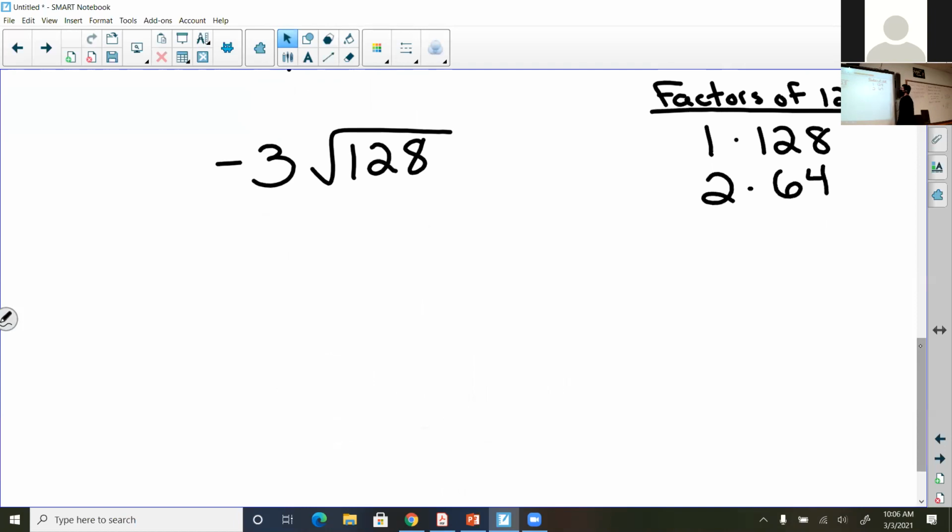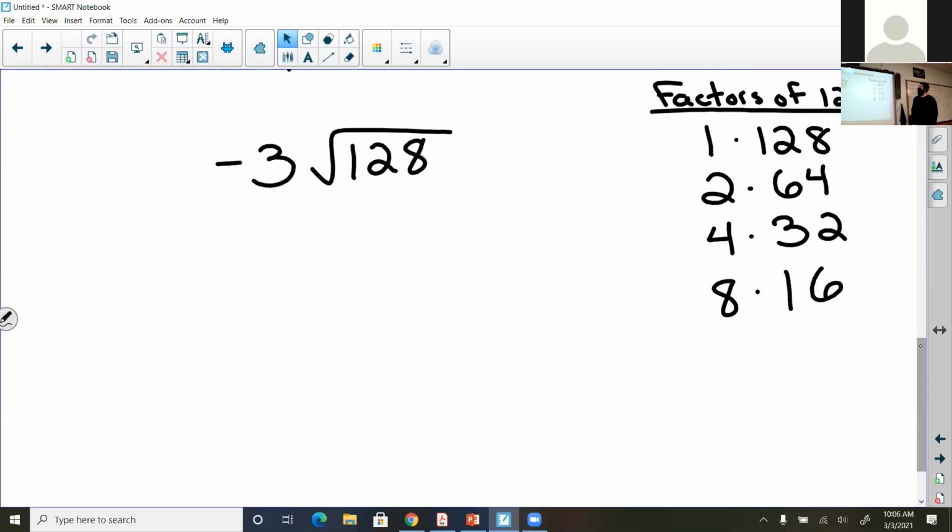So I have 2 times 64. 3 won't go in evenly. 4 does. It goes in 32 times. 5 does not go in evenly. 6 does not go in evenly. 7, no. 8 does. 8 goes in 16 times. 9 does not. 10, no. 11, no. 12, no. 13, 14, 15. Okay, so here are all the factors.